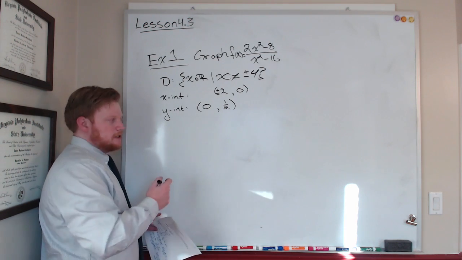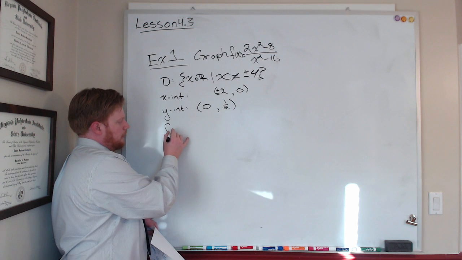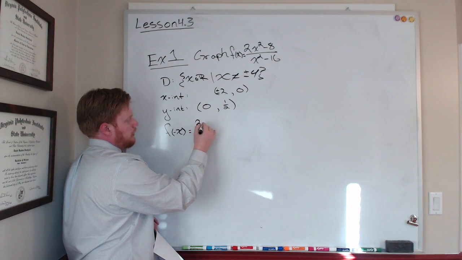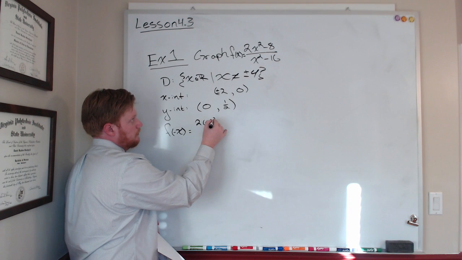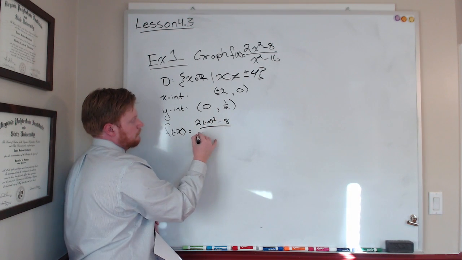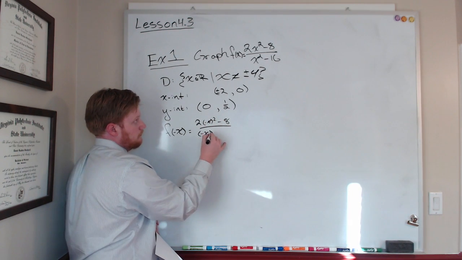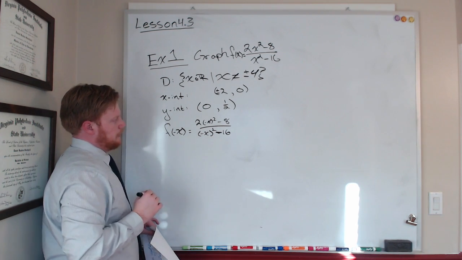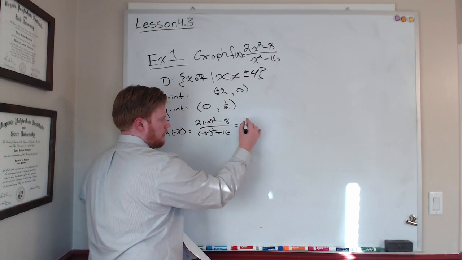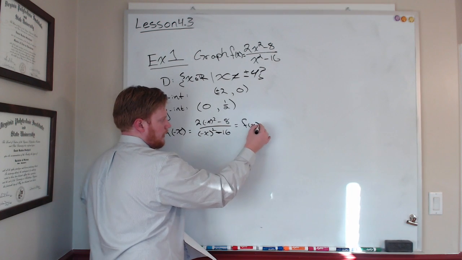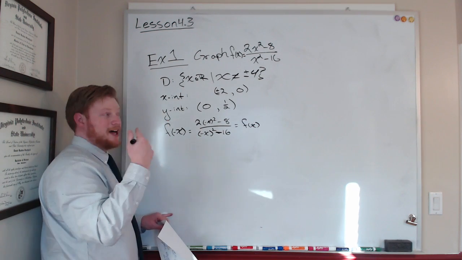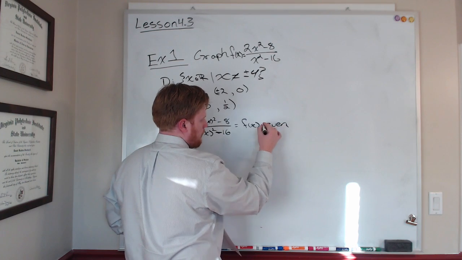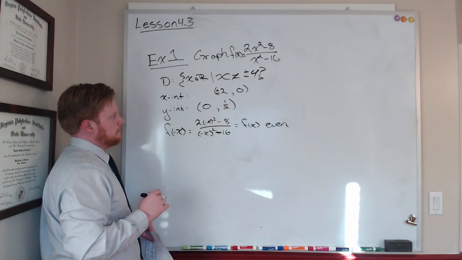Knowing whether this function is odd or even might help as well. So what happens when I plug in negative x? When I plug in negative x, because everything is squared, I get back f of x, okay? Which implies that this function is even.